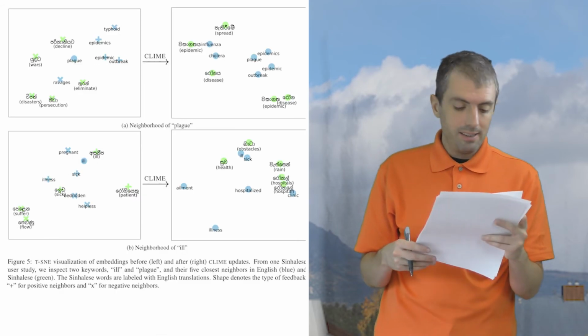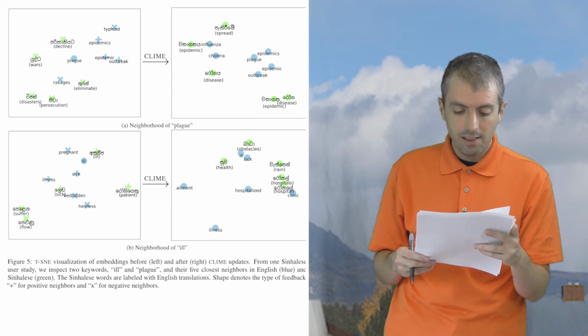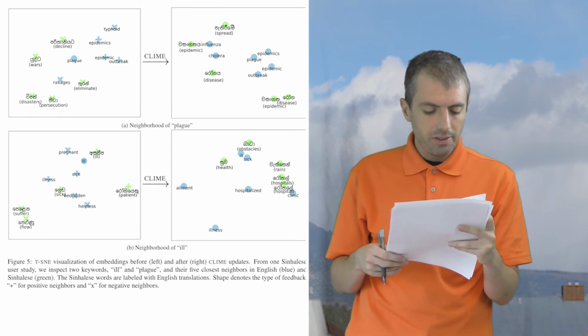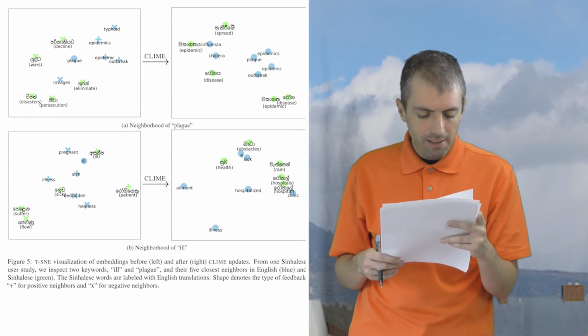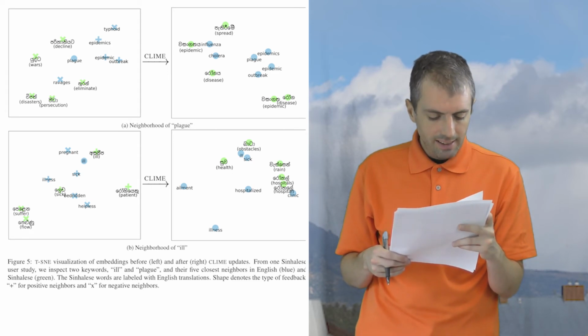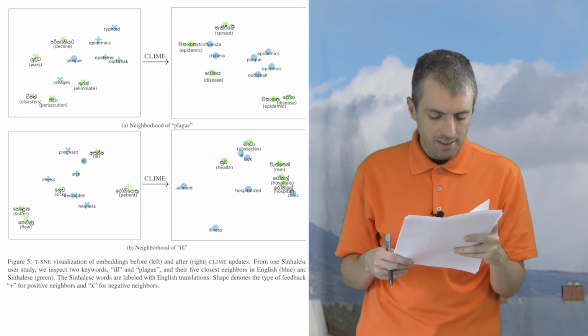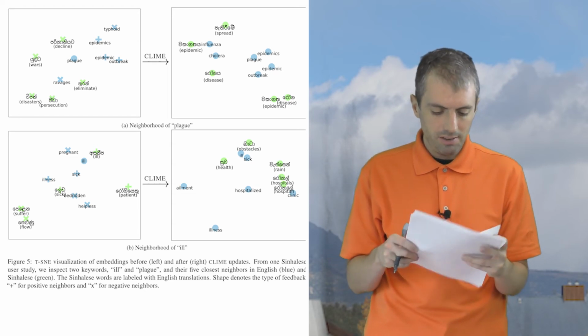Okay, let's take a look at figure 5. T-SNE visualization of embeddings before, left, and after Climb updates. From one Sinhalese user study, we inspect two keywords, ill and plague, and their 5 closest neighbors in English, blue, and Sinhalese, green. The Sinhalese words are labeled with English translations. Shape denotes the type of feedback, plus for positive neighbors and X for negative neighbors.